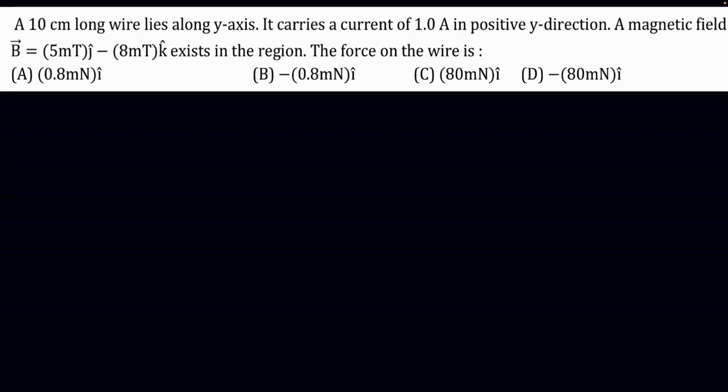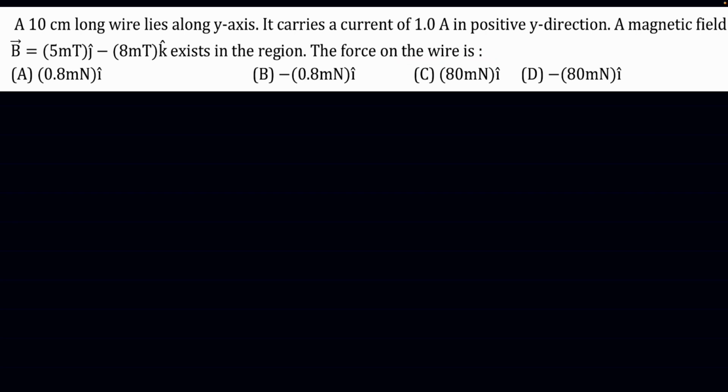In this question, it is given that a 10 centimeter long wire lies along the y-axis. It carries a current of 1 ampere in the positive y direction. A magnetic field of given magnitude also exists in the region. We have to find the force on the wire. So a few points we have to keep in mind.